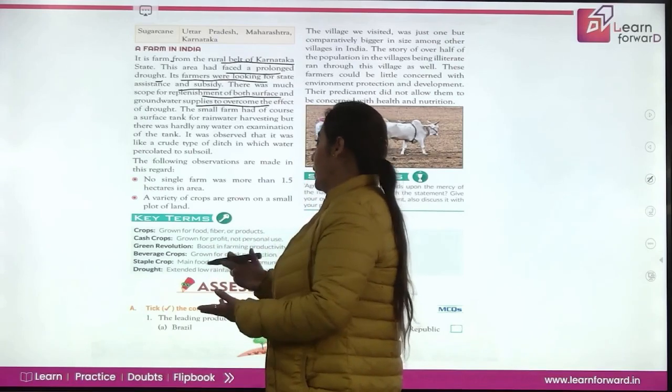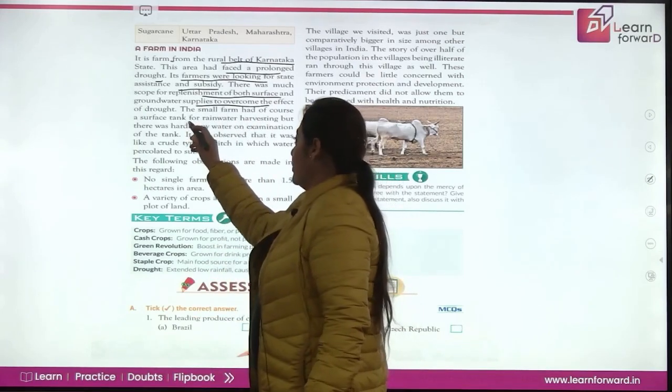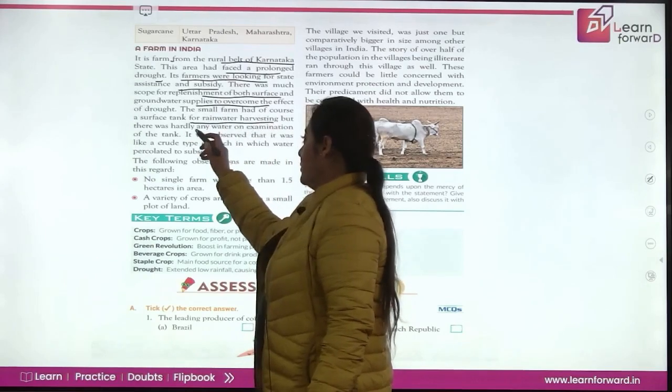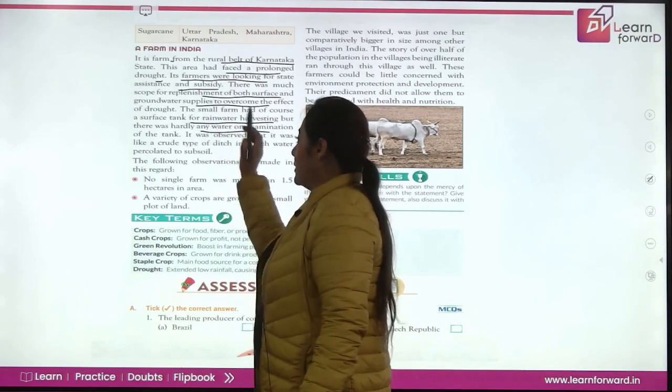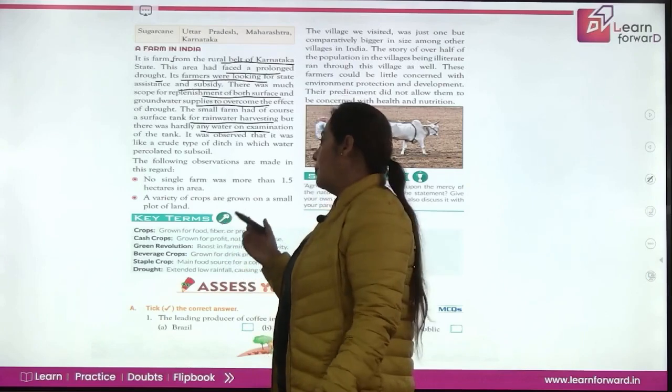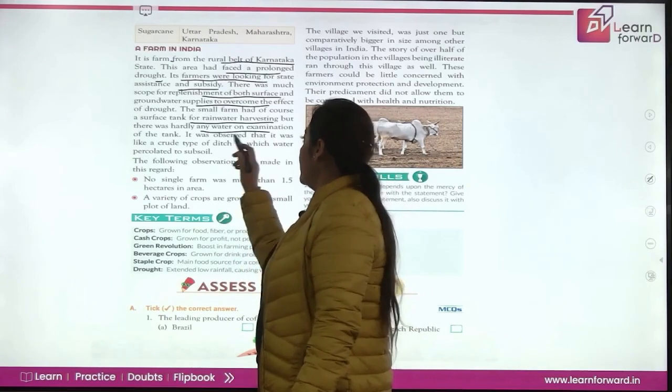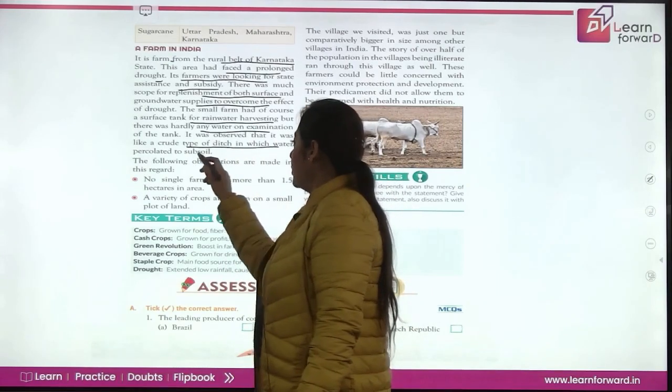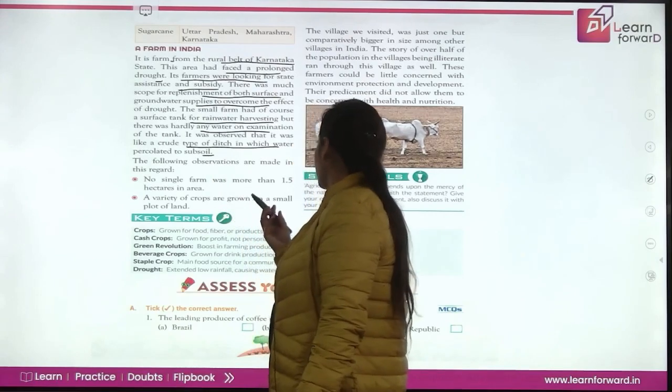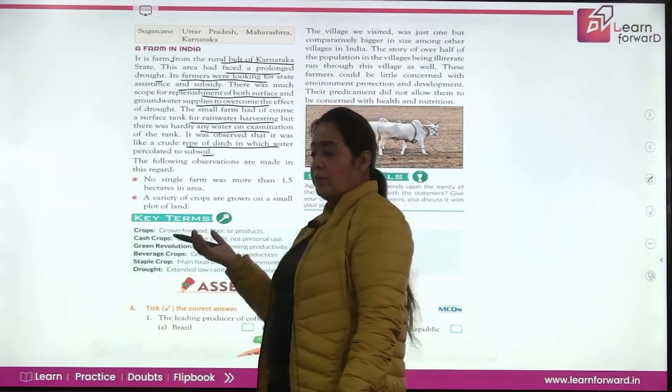को enrichment मिले. The small farm had of course a surface tank for rainwater harvesting, but there was hardly any water or evidence of the tank being used. पर इनके पास एक टैंक होता था पानी को कलेक्ट करने के लिए, पर पानी ही नहीं होता था. It was observed that it was a crude type of ditch in which water percolated to subsoil. तो ऐसा लग रहा था वो पानी जो है ऊपर सब सॉइल में ही रह जाती है, आगे जाती नहीं है.